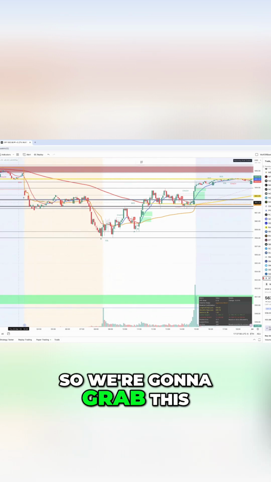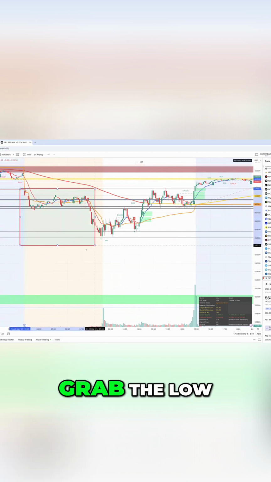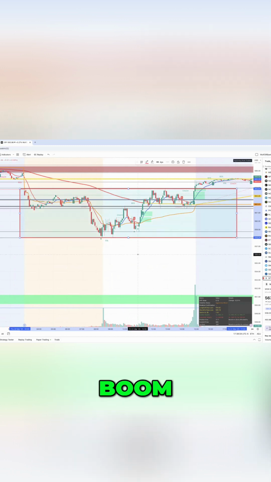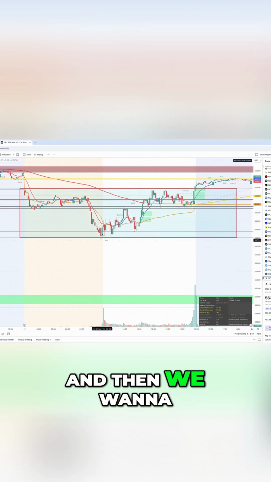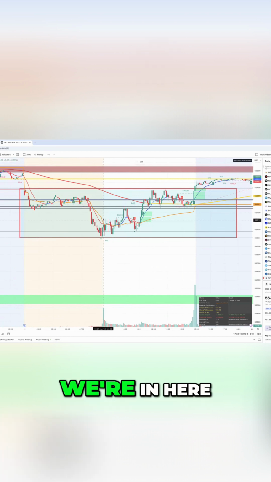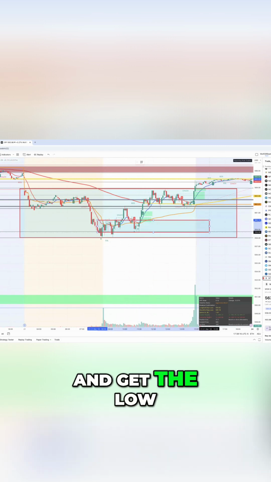So we're going to grab the high, which is here, and then we're going to grab the low, which is this lowest candle. Pull this over. Boom. That's all we want. And then we want to get the first 5 minute candle. Let's grab that while we're in here. And so let's grab it and get the low of it here.